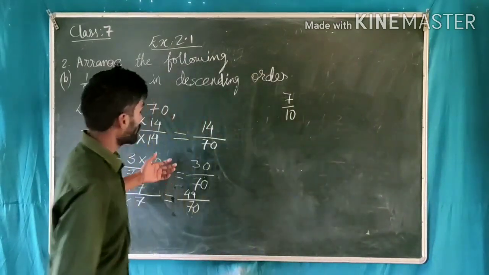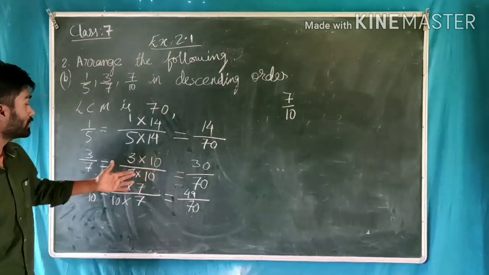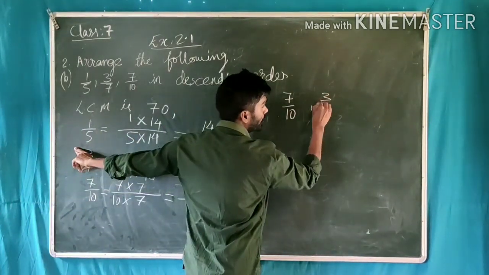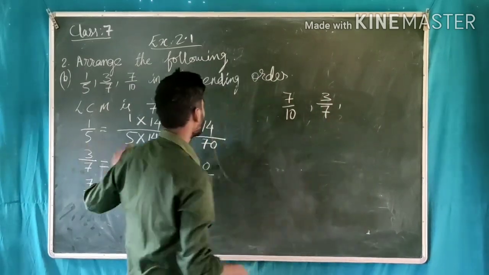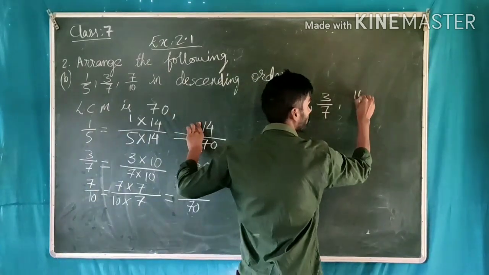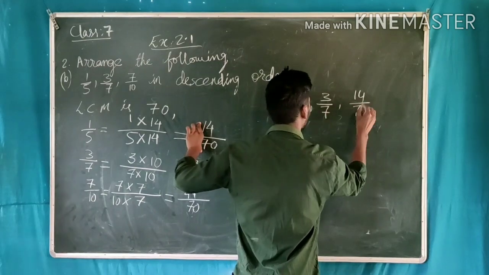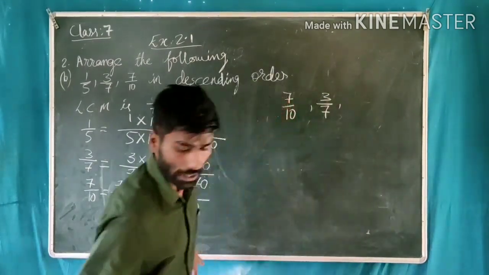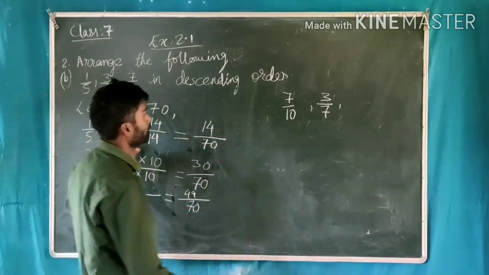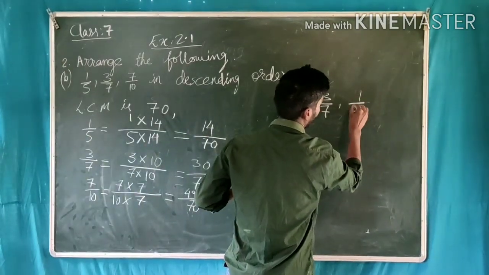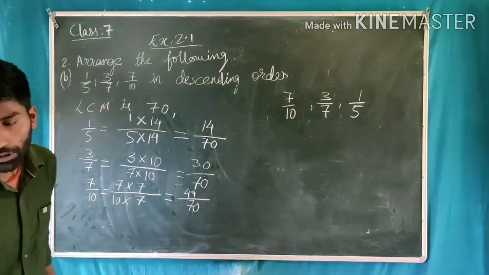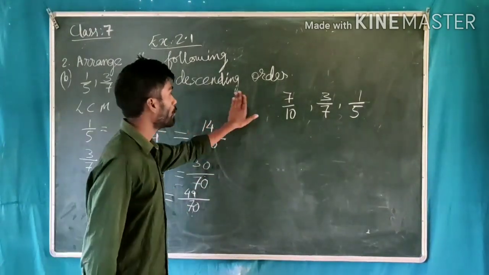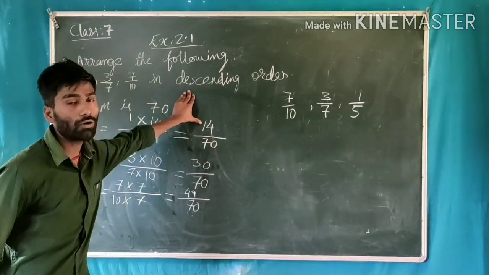Next one, it is 30 by 70, that is 3 by 7, and the last one, it is 14 by 70, that is 1 by 5. So in this way we are going to arrange fractions into descending order. Same goes to the ascending order also.